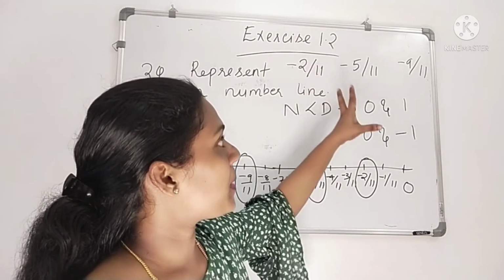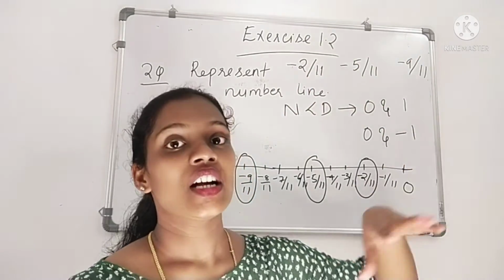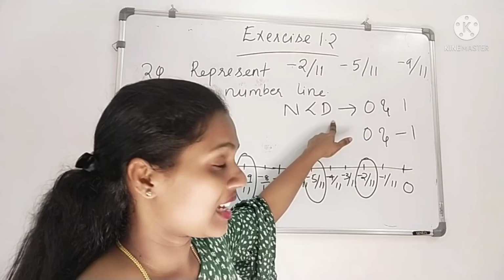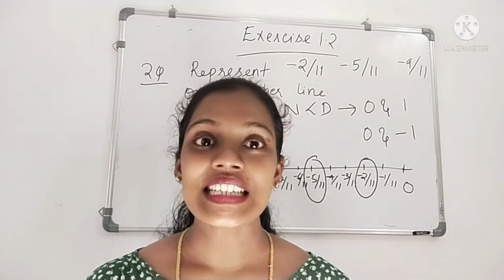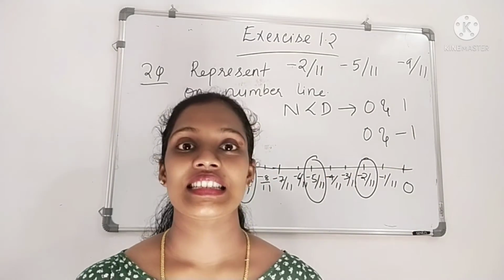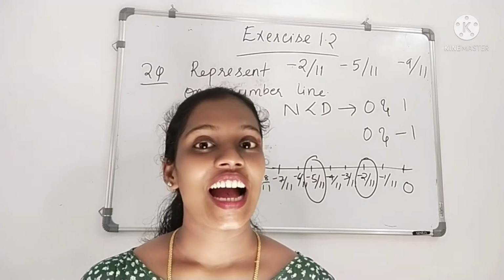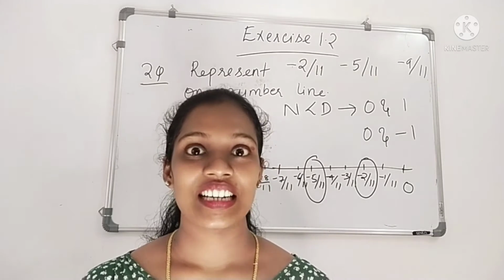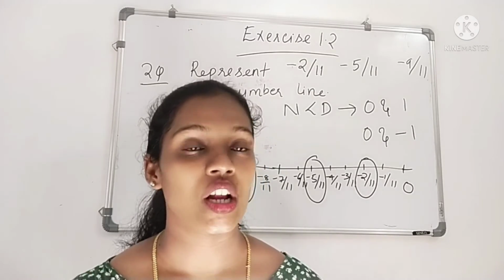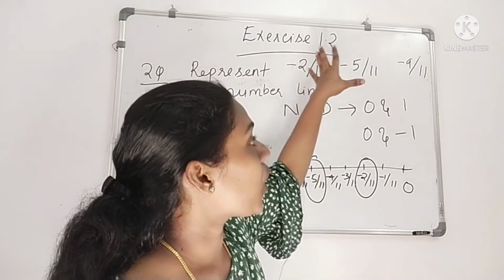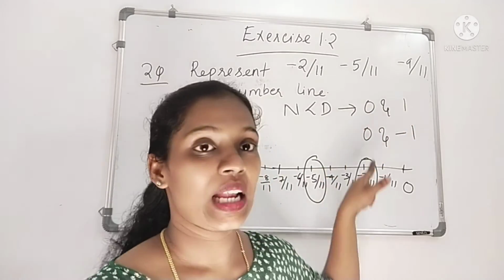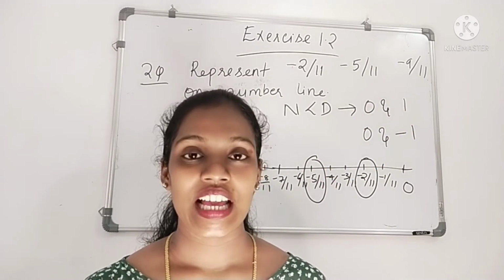So 2 by 11, 5 by 11 and 9 by 11. So 2, 5 and 9. All the 3 numbers are less than what? Denominator, right? So you can say that numerator is less than denominator. And if numerator is less than denominator, then our number lies between 0 and 1. That is the next step you have to write. Understood? Now after checking this condition, what is the next step? Now you have to check whether any negative sign is there in your question or not. So obviously you have a negative sign in all the three numbers, right? So if a negative sign is there, instead of 0 and 1, the number lies between 0 and minus 1. That is the next step.